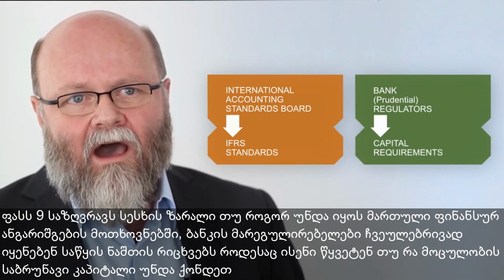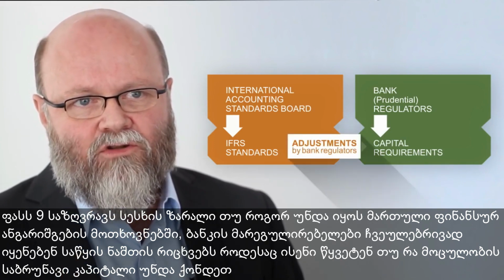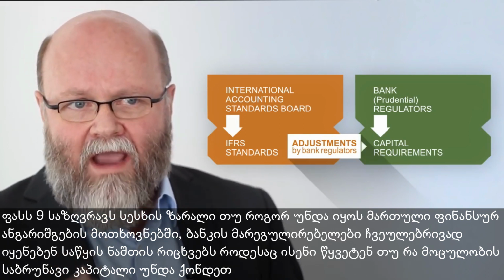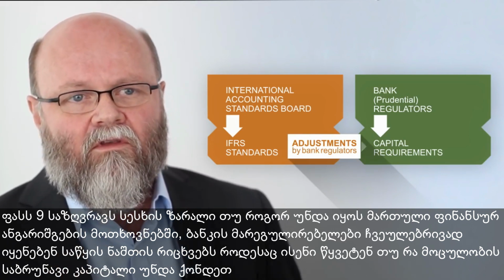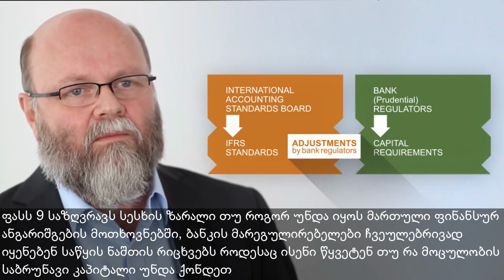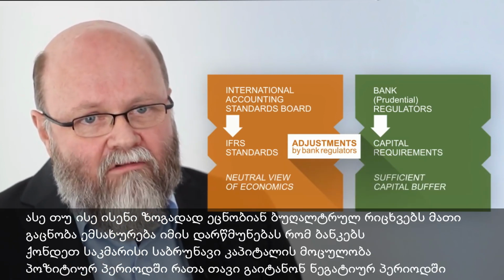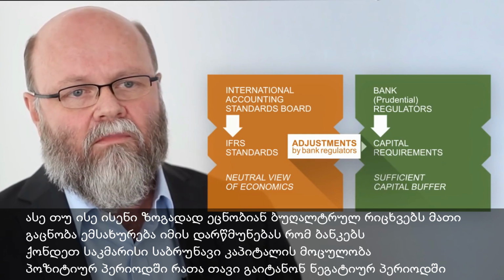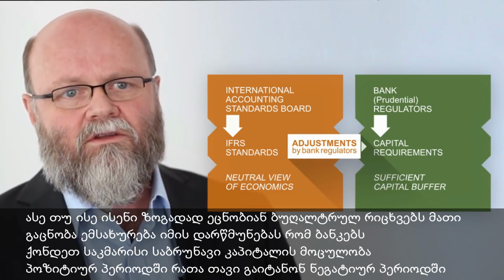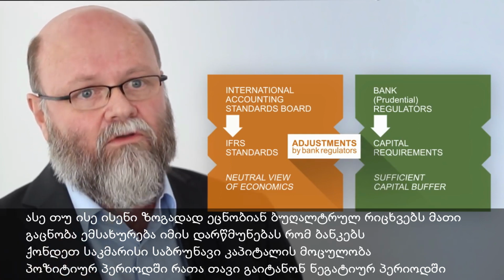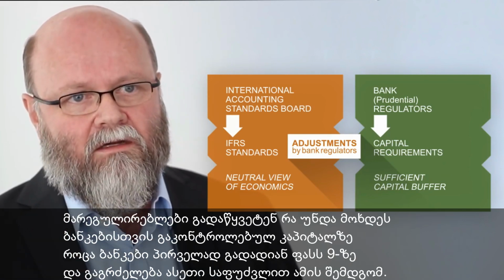IFRS 9 determines how loan losses should be measured for financial reporting requirements. Bank regulators typically use these numbers as the starting point when they decide how much capital banks should have. However, they generally make adjustments to the accounting numbers. These adjustments are designed to ensure that banks have enough capital in good times to cope with the bad times.